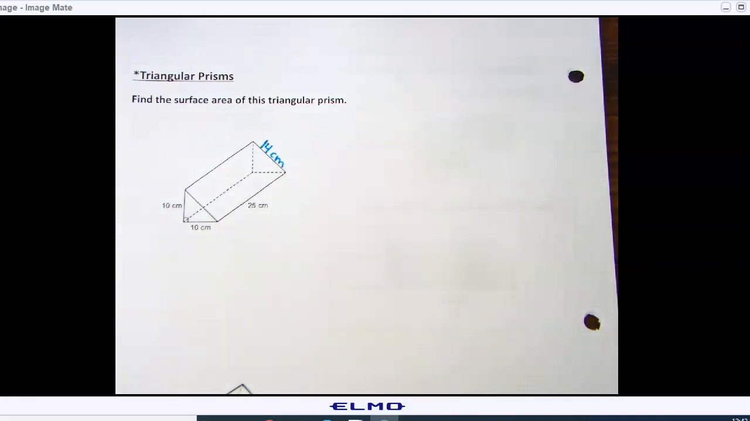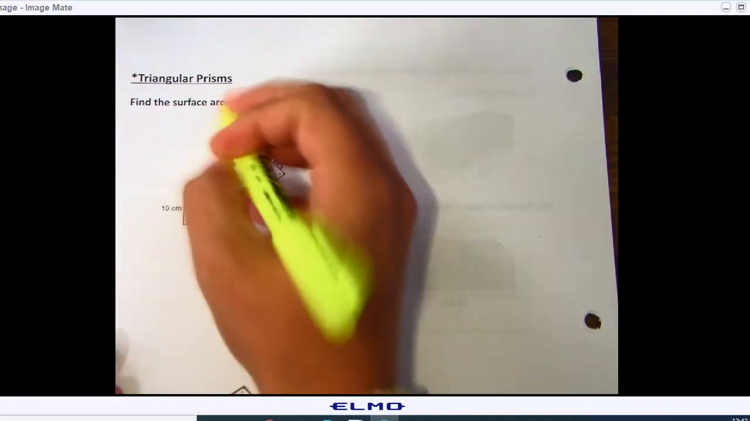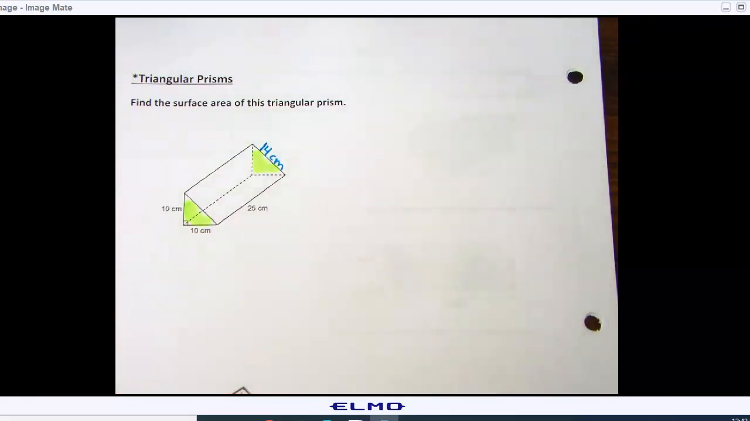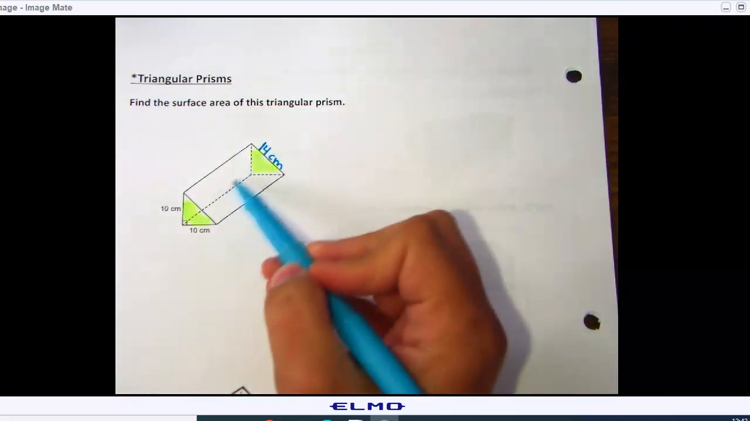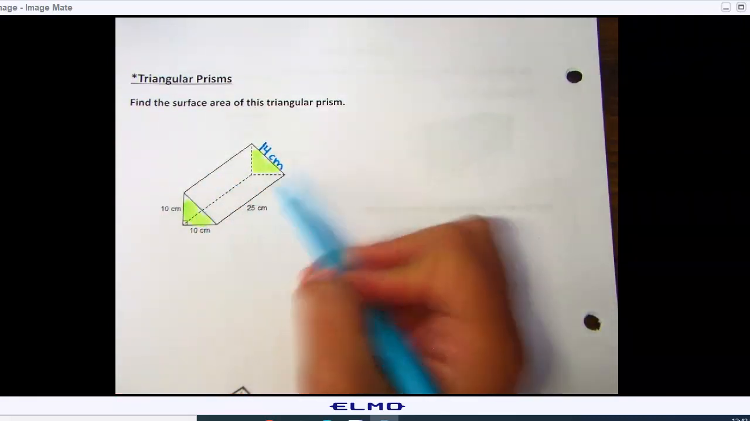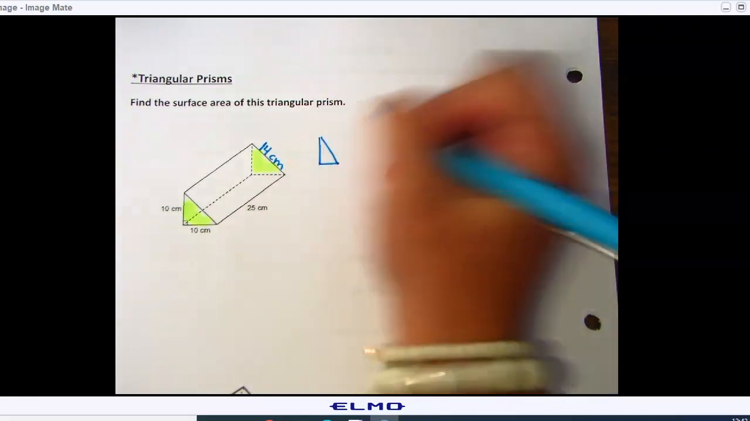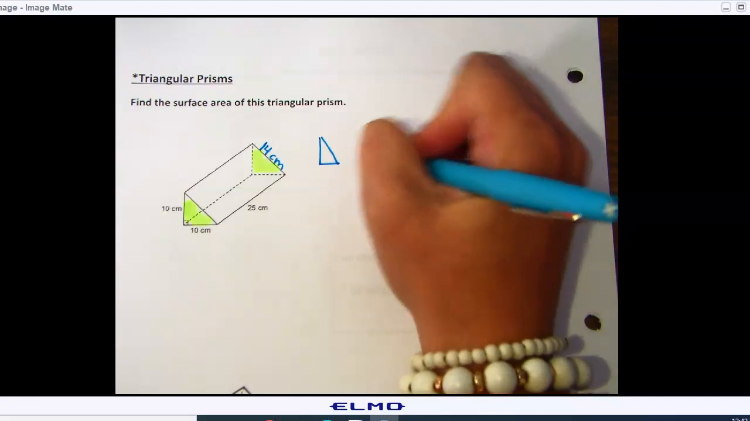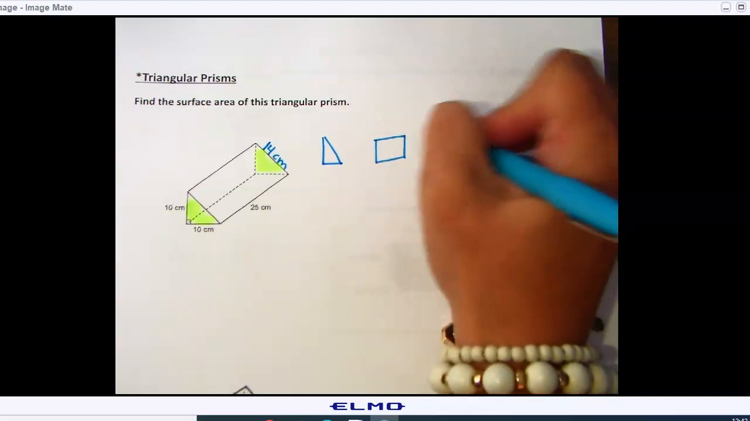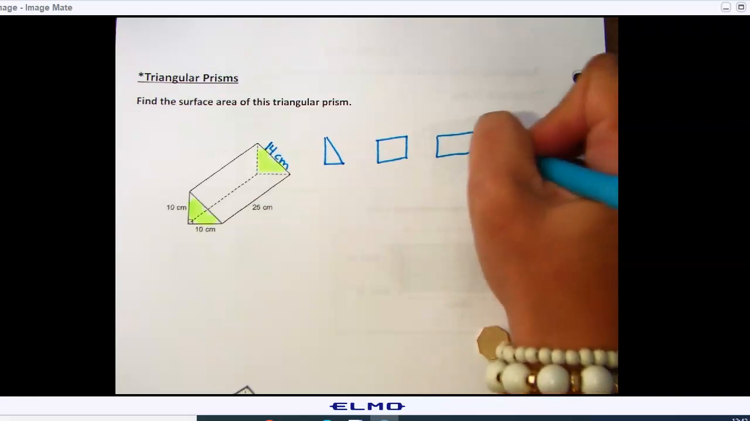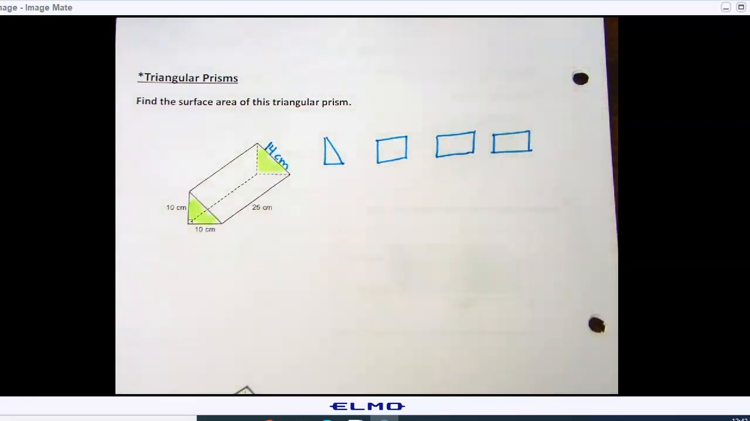So when we're looking at triangular prisms, we have two triangles. One, two. And then we have three rectangles. So the front, the back side, and then the bottom side. So you're automatically going to go ahead and draw a triangle and three rectangles. They do not have to match. We're going to write out what they mean, what our measurements are.